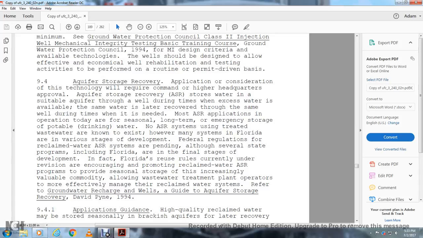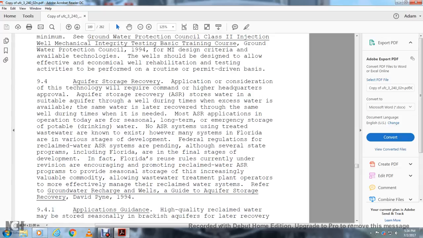9.4 Aquifer Storage Recovery. Aquifer Storage Recovery, or ASR, stores water in a suitable aquifer through a well during times when excess water is available. The same water is later recovered through the same well during times when it is needed. Most aquifer storage recovery applications in operation today are for seasonal, long-term, or emergency storage of potable drinking water.